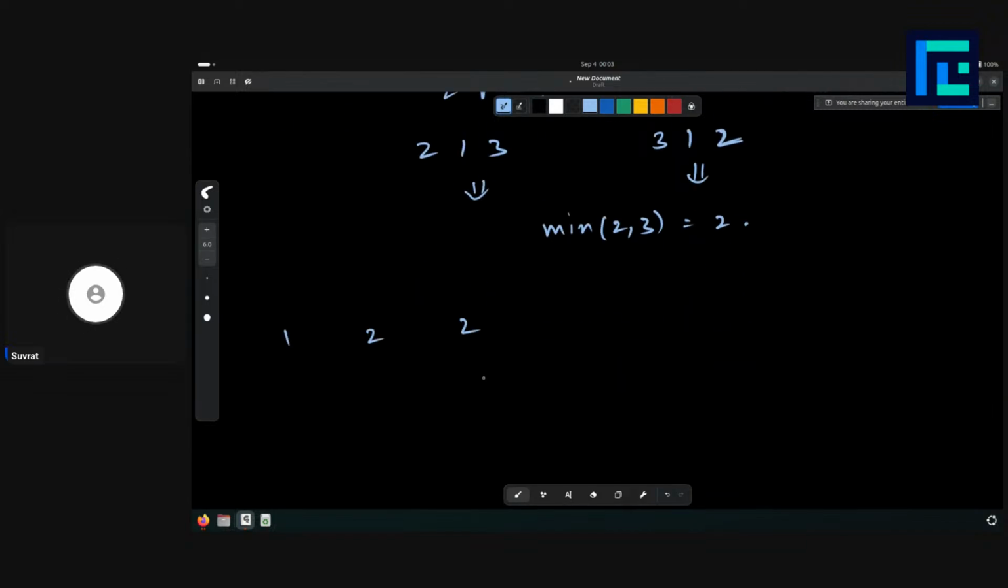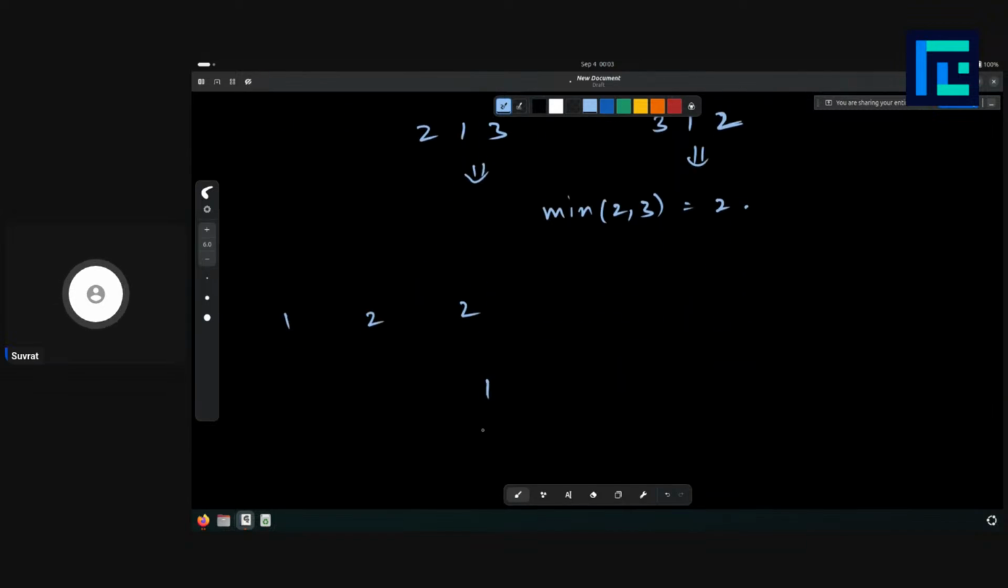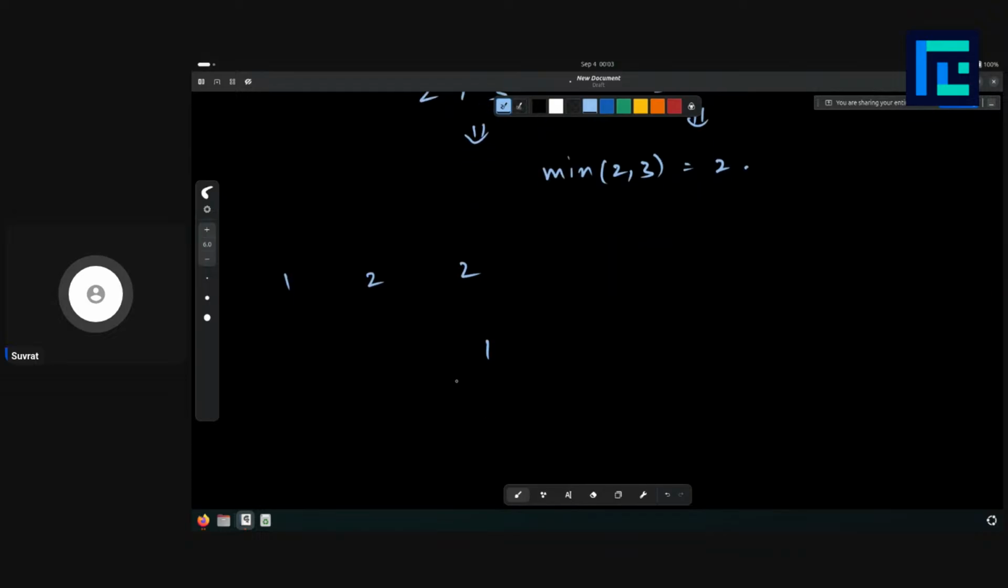1, 2, 2. So again Alice places 1. Then Bob can either place 2 here or 2 here. Then again we have 2, and now since this was Alice, this was Bob, and this is again Alice. So Alice wants to increase the score, so it will place 2 here in this case and 2 here in this case, because if Alice had placed 2 like this, then the minimum of 2, 1 would have been 1. So that would not be good.